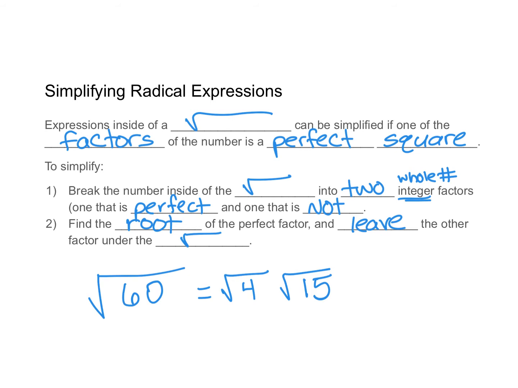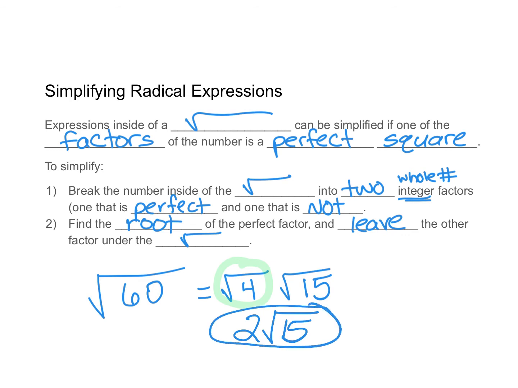Anyway, so once you get that broken into two factors, one that's perfect and one that's not, we take the one that's perfect, so this 4 is the one that's a perfect square. We change it into its actual square root. The square root of 4 is 2, so I change that to 2. I leave the part that's not perfect, so the 15 that's not a perfect square stays square root 15. And we write it as 2 radical 15.